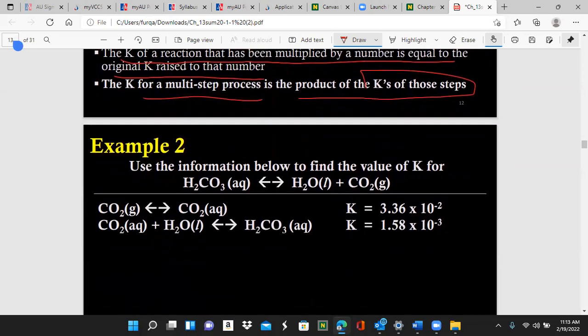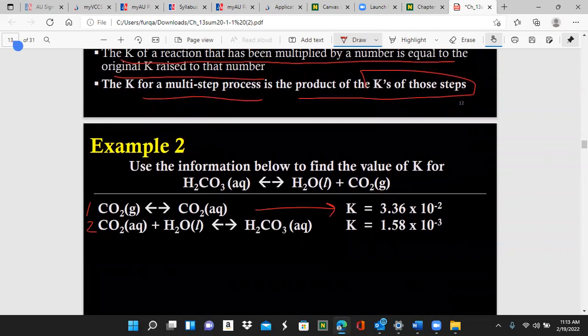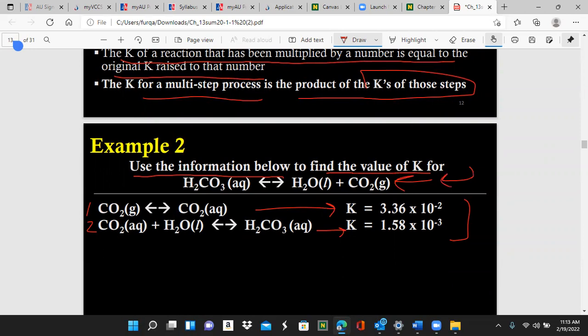So use the information below. There are two reactions given to you. For them, the equilibrium constants are given. It says use this information that you have here to find the K value for this equation. What does that mean? It means that this is not easy to calculate the K value for this chemical reaction, but we have some other steps that we can follow and get the K values for. Once we are done, we can rearrange these two equations, add them together, and we can take the product of the modified version of the K values here.